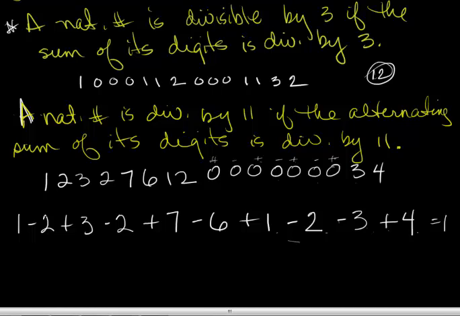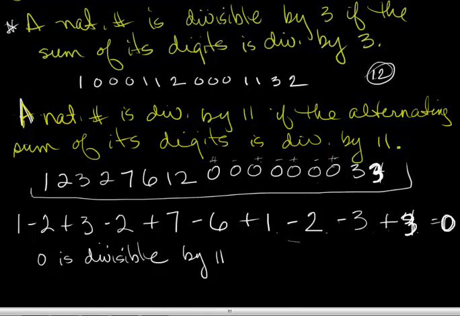But now I'm going to do something, I hope it doesn't confuse you. I'm going to pretend that I had written a 3 here instead. And then I would have plus 3 here, and I would have gotten 0. And 0 is divisible. I just wanted to make this point to you. 0 is divisible by 11. So this number here, if it had a 3 at the end instead of a 3, 4, is divisible by 11.